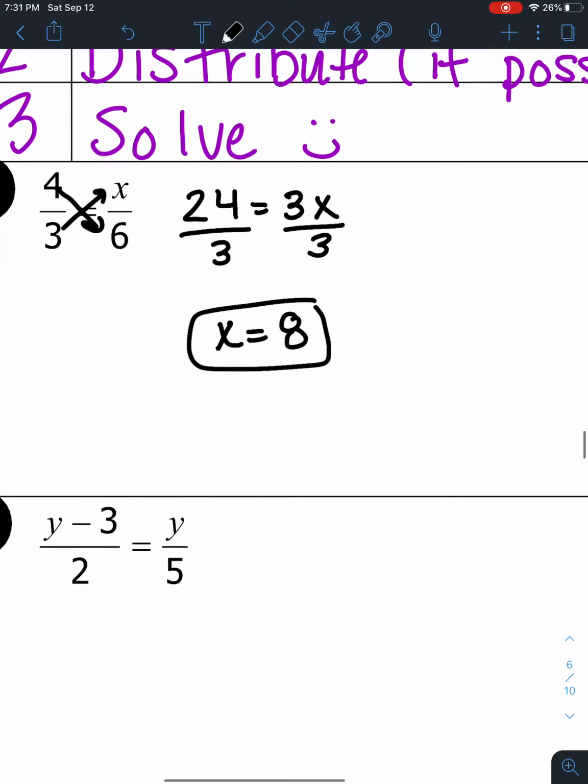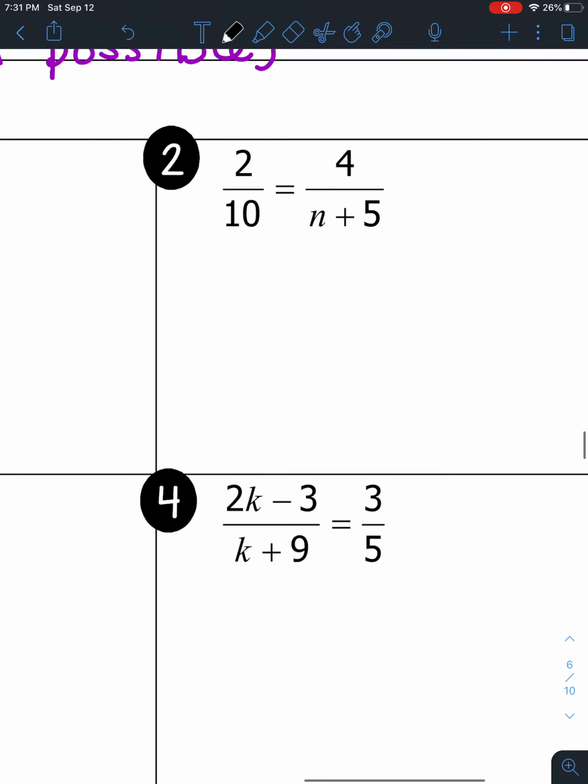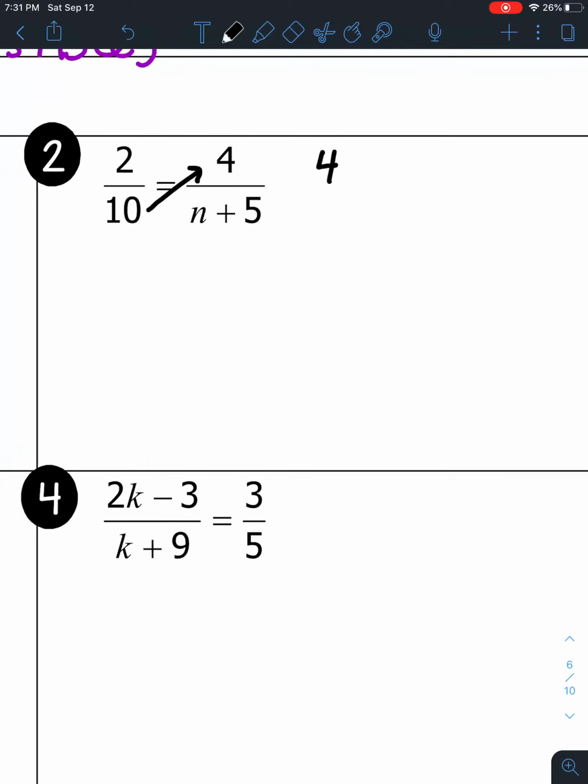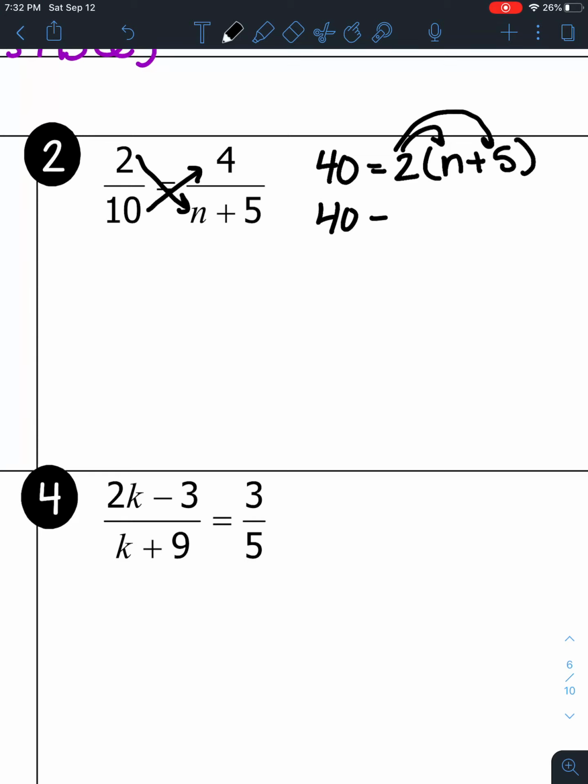All right, let's take a look at number 2. This one is required to distribute. So 10 times 4, that's going to be 40. 2 times n plus 5. Now here I'm just going to leave it as 2 parentheses n plus 5. Now, like I said before, some of them will require you to distribute. So here's an example of one that you will need to do that. So I'm going to distribute that 2 inside. So that gives me 40 equals 2n plus 10.